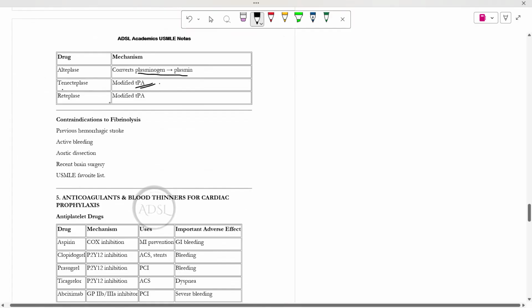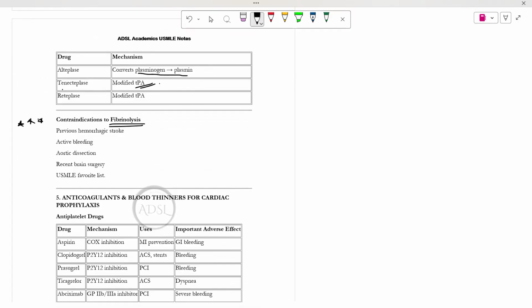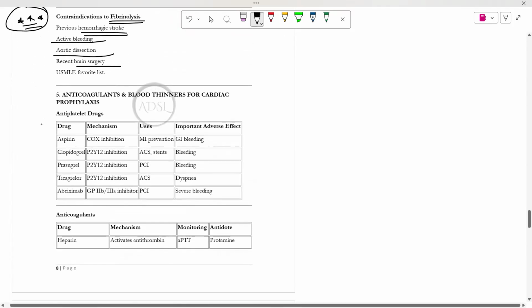When will you not do fibrinolysis? This is again important because sometimes it can be asked in the exam. So if there is a previous hemorrhagic stroke or the person is actively bleeding, they tell you that 2 days ago he had an episode of hematemesis and now he's got myocardial infarct. Don't give. If they are saying that this person has had an aortic dissection recently or recent brain surgery, then don't give. This is important. This they can ask sometimes.